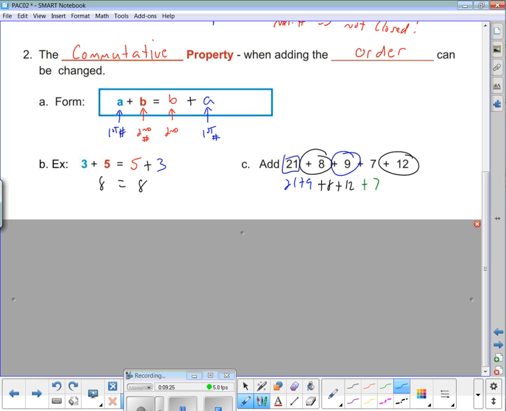Why did I do that? 21 and 9 is 30. I can easily do that. 8 and 12 is 20. I can easily do that. And now I can easily add up the numbers and it's 57, right?